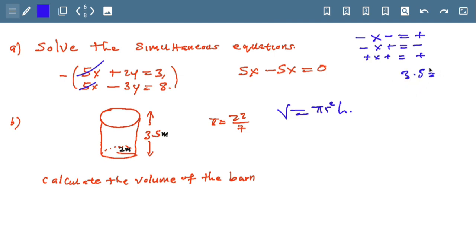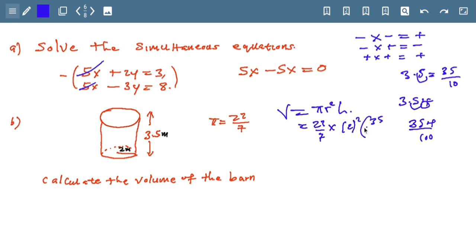So how can you convert this one? You convert it into 35 divided by 10. So if you have one decimal place, you divide by 10. If you have two decimal places, let's say you have 3.54, you write the entire figure, then you divide by 100, and so on. So we have been given the pi, which is 22/7. Then the radius is 2, so I'm squaring 2. Then the height, I've converted that one into 35/10.